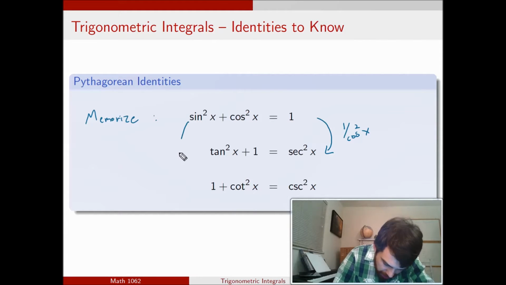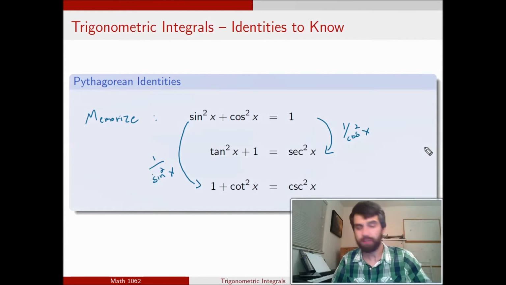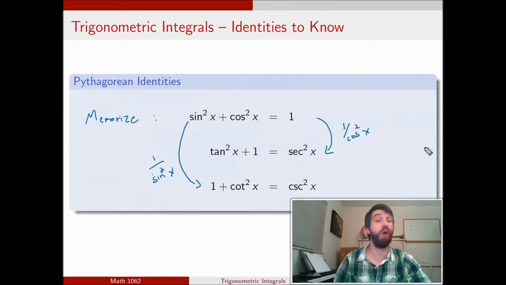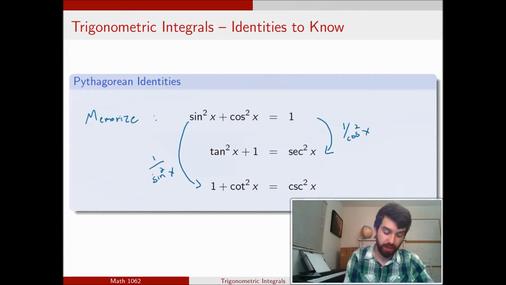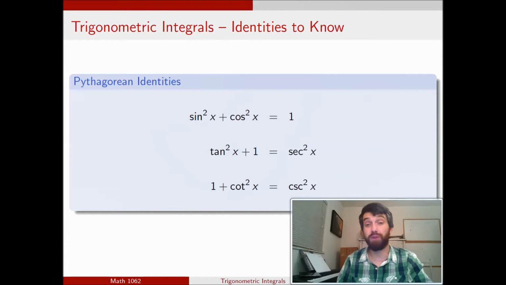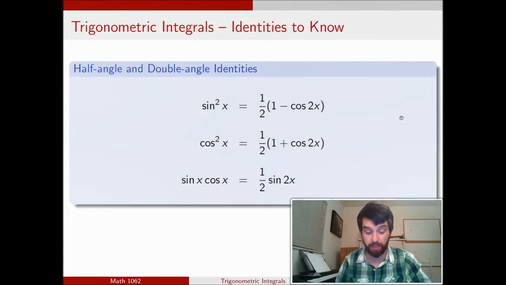And then this one down here, that is me doing 1 over sine squared of x. So I only really ever memorize the first Pythagorean identity and just derive the other 2 when I need them. A couple other ones that are going to be useful that you should also have in your memory banks are the half angle and double angle identities.